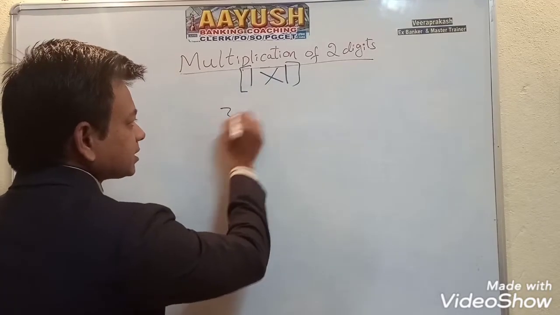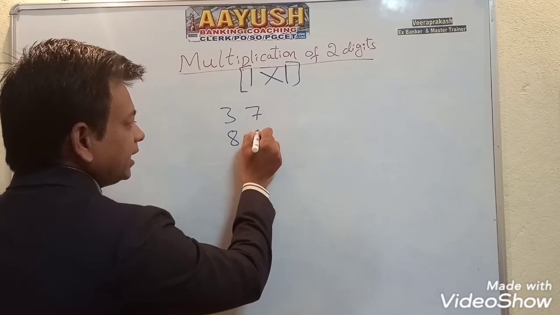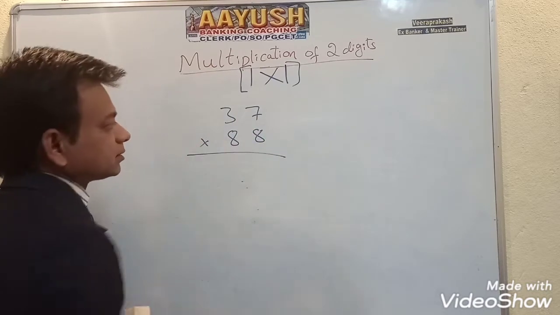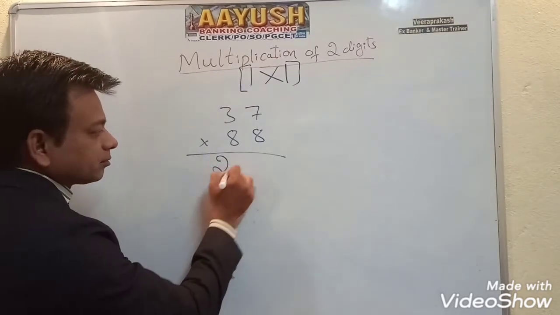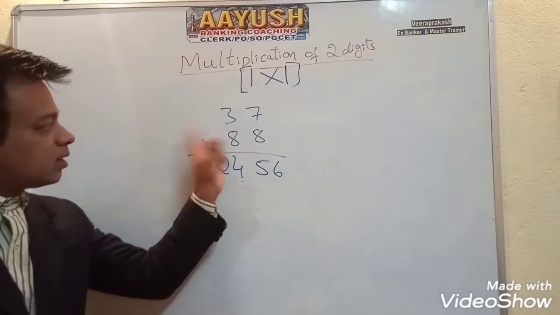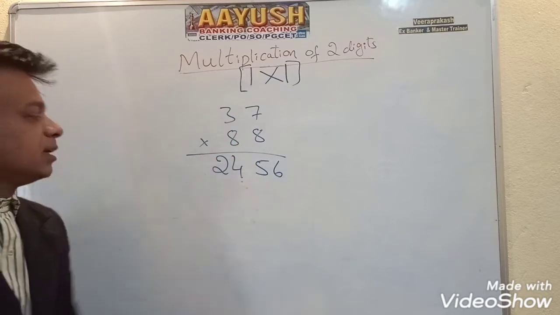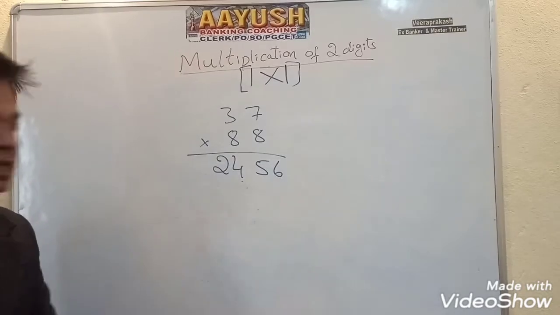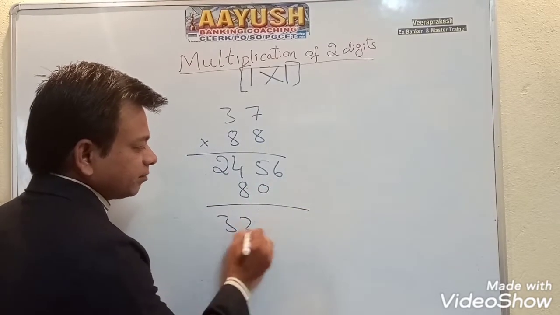Some more examples. Say 37 into 88. Got it. 3 8s are 24, 7 8s are 56. Cross multiplication: 3 8s are 24, 7 8s are 56. Again the same thing. 24 plus 56 is 80. After addition of this, 3256.